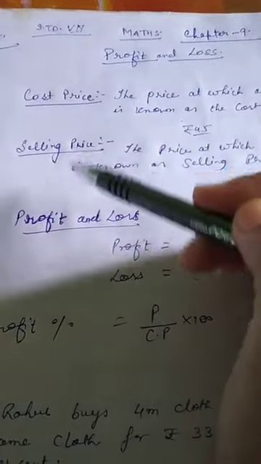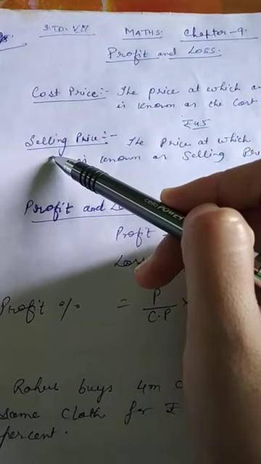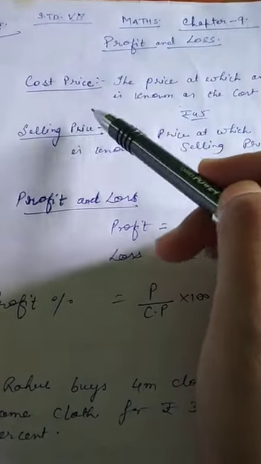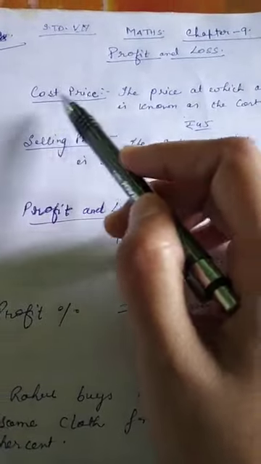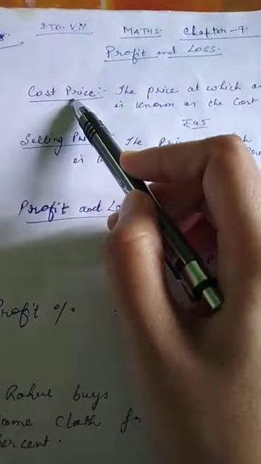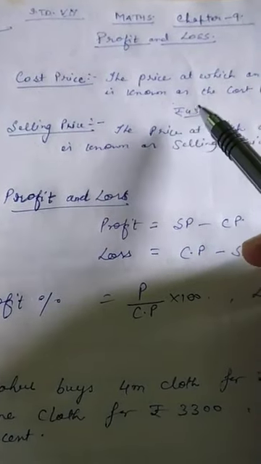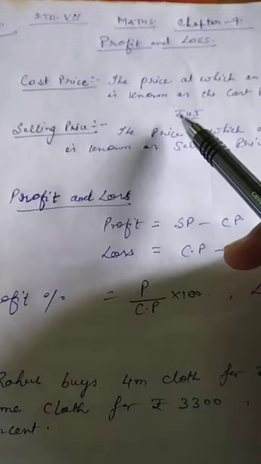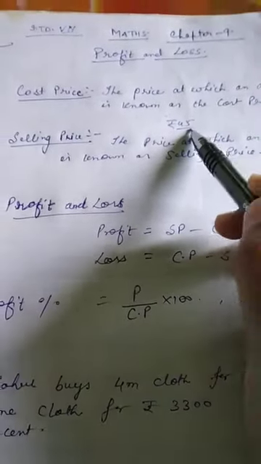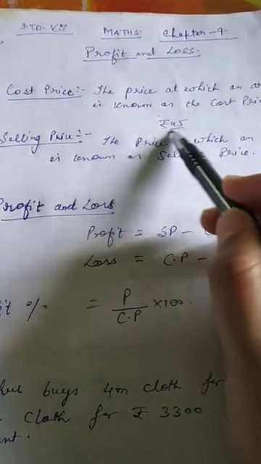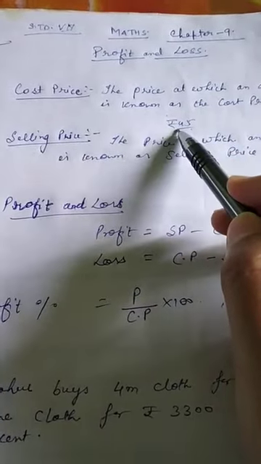So in this chapter we will learn about profit, loss, cost price, selling price, and how to find the profit percentage and loss percentage. First of all, understand what cost price means. What is cost price? Many times you go to the market to buy something. Suppose you buy a notebook at rupees 45. So we will say that this 45 rupees is the cost price of the notebook.